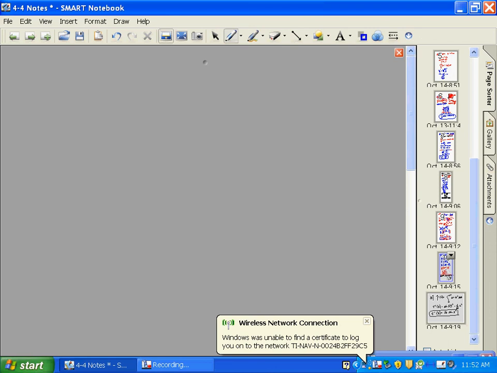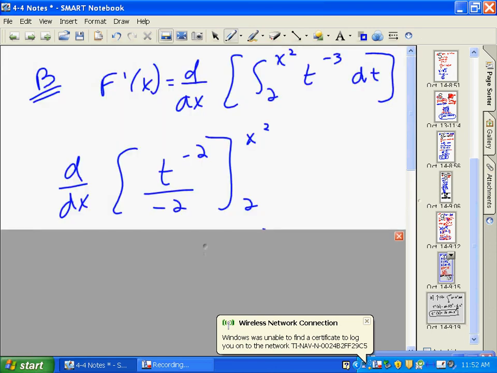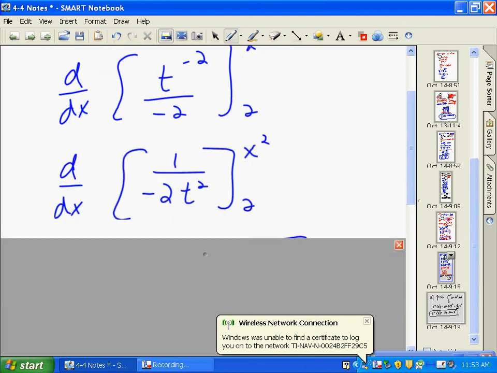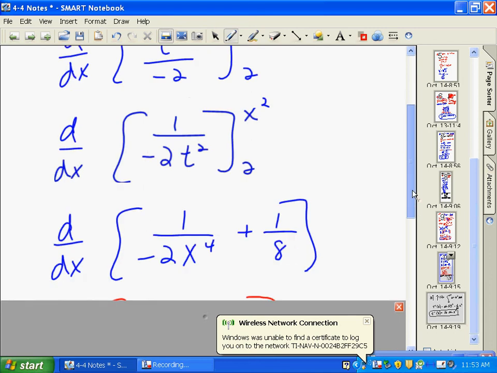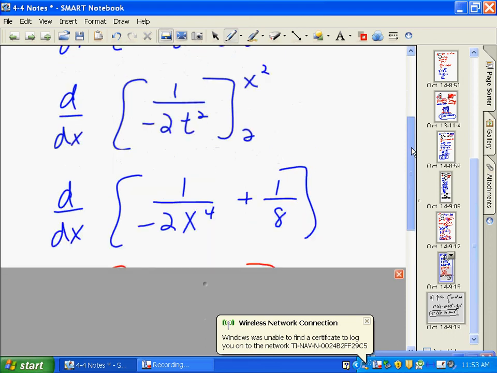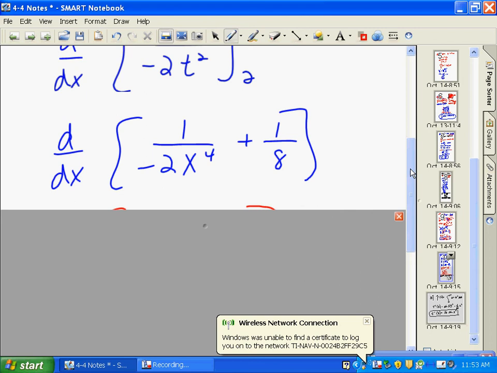So if I look at part B, I have something different on part B. If I look at this one, I'm going from 2 to x squared. So if I go through and actually do my antiderivative and evaluate this part right here, showing my work, I get 1 over negative 2t squared, and now I substitute in x squared and 2, and that's what I get. That's just doing the antiderivative and then plugging in my restricted domain there from 2 to x squared, or my interval that I'm looking at.